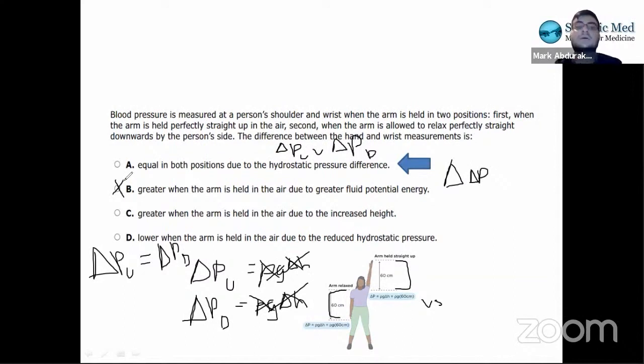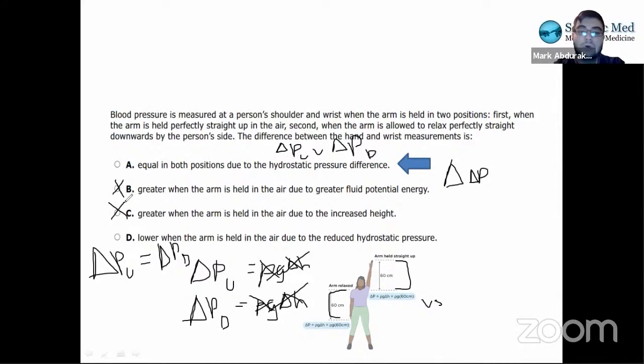If that makes sense. Greater when the arm is held in the air due to increased height. Again, that's the same thing. It's the same logic. It doesn't work because we use relative height, not absolute height. Otherwise, if you were standing on the 10th floor of a building, your blood would have insane pressure and it would just burst or whatever. Whereas if you were standing on the first floor of a building, your blood would be pouring out or something because it has no pressure. Right, so we use relative, not absolute.